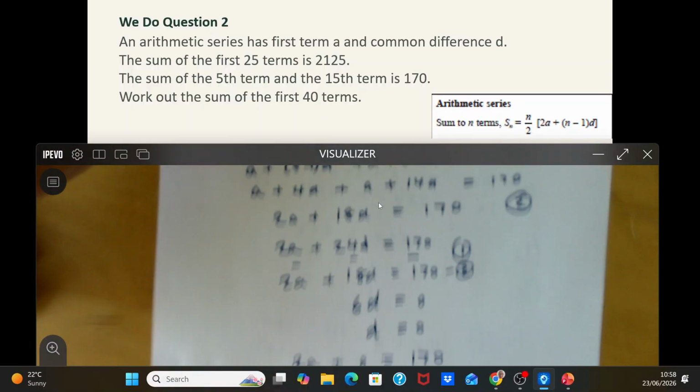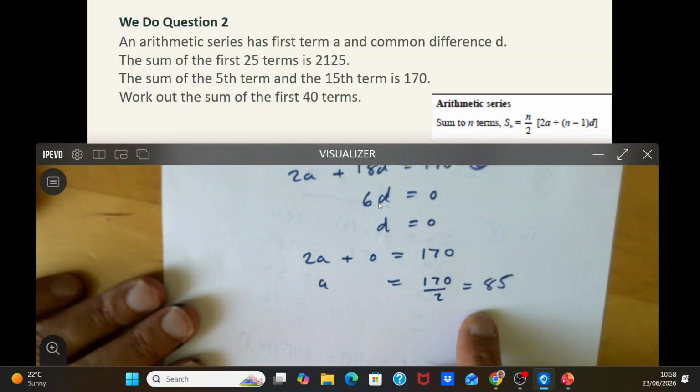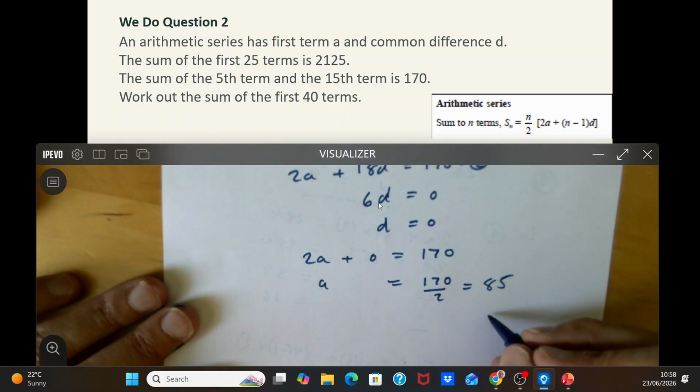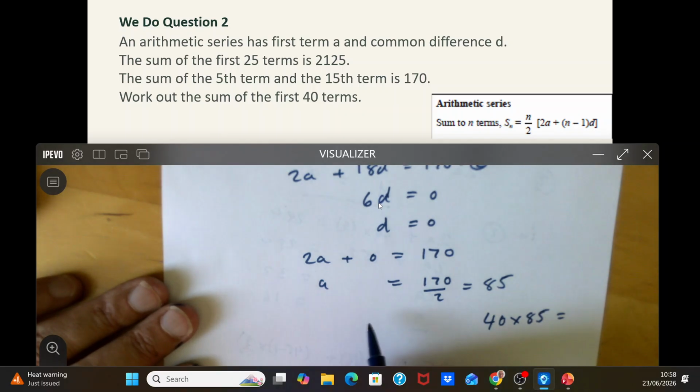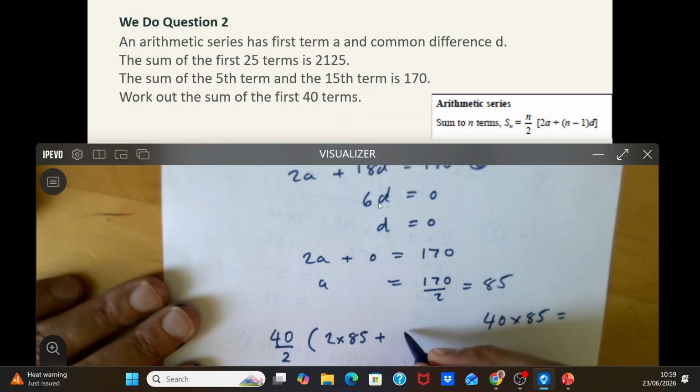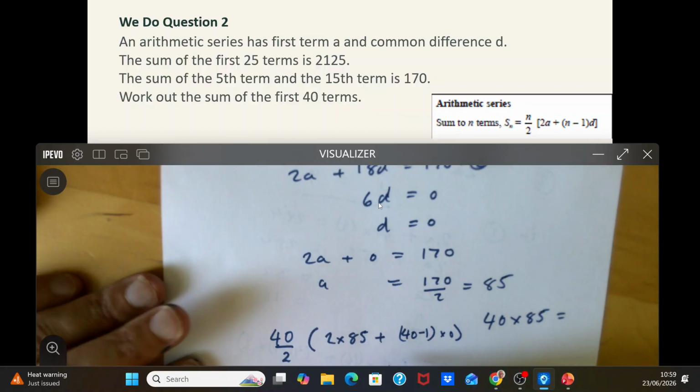Now there is of course a shortcut on this, because you know every term is 85, because there's no difference. So you could just sit there and go 40 times 85 to give me the answer. However, let's do it using the formula. The number of terms is 40 over 2. We have 2 times a, which is 2 times 85, plus 40 minus 1 times 0. Calculator.